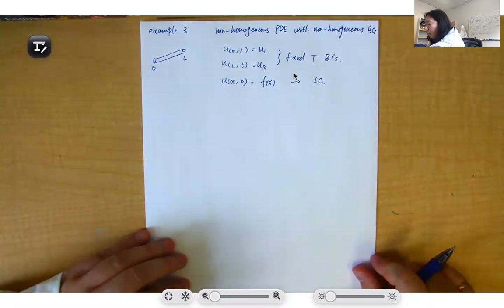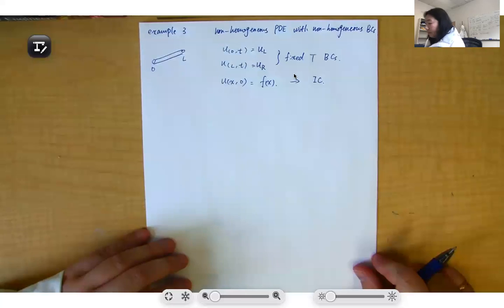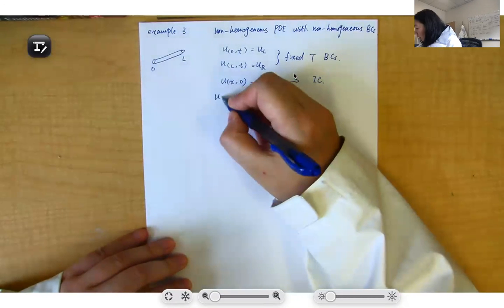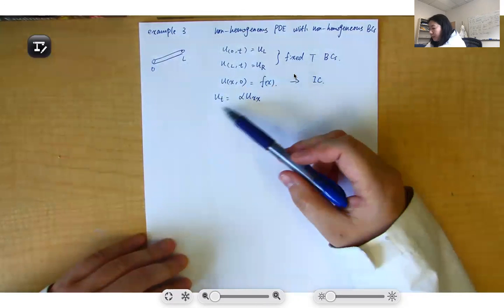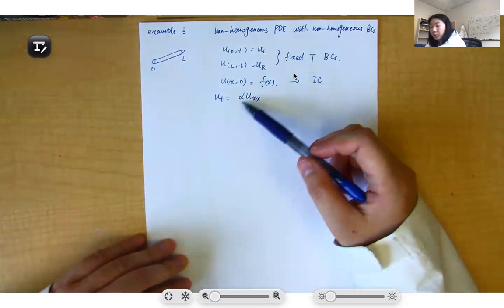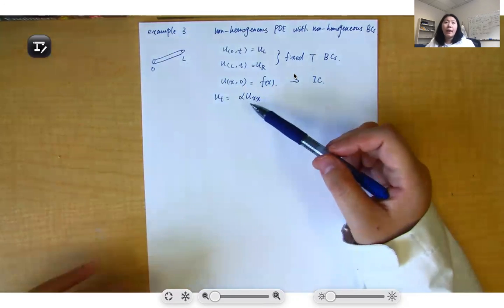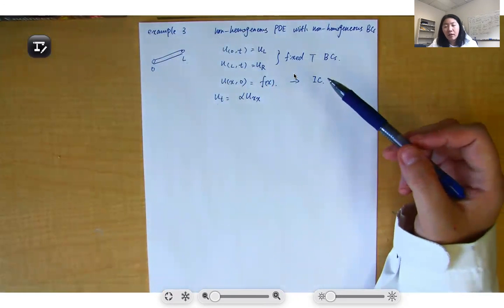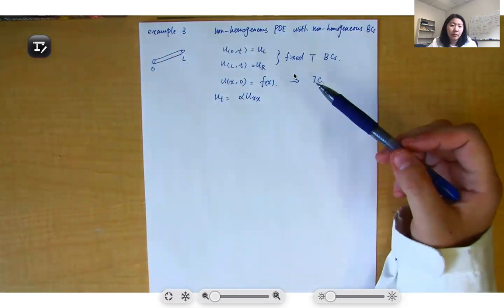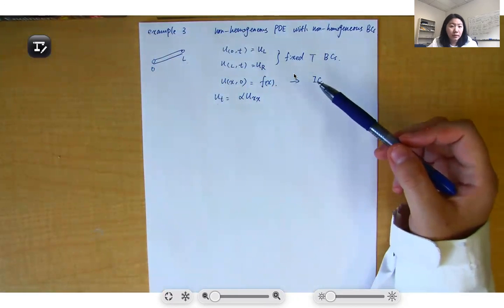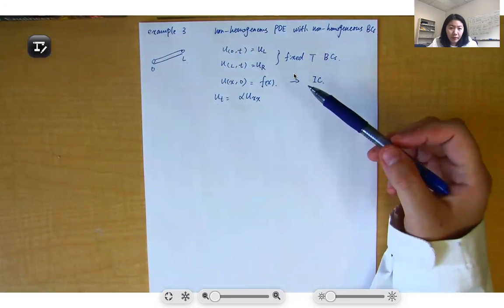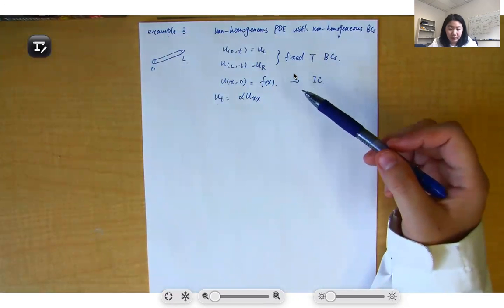And how can we have the non-homogeneous PDE? First, think about the homogeneous PDE. The homogeneous PDE is u_t equals alpha u_xx. When I have constant thermal conductivity, constant density, constant heat capacity, and also no heat source, then we can have this 1D heat equation with homogeneous PDE.